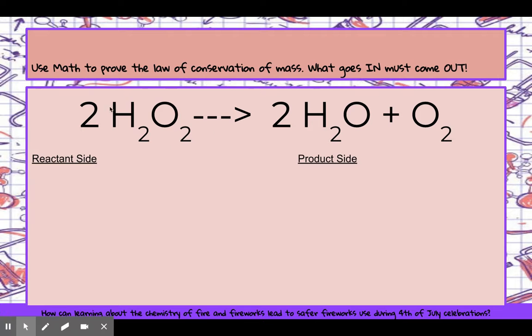This side of the equation is called the reactant side. This side of the equation is called the product side. So let's talk about how many molecules there are. On this side, how many molecules of H2O2 are there? There are, pause the video if you want, 2. You're correct. On this side of the equation, how many molecules of water, H2O, are there? Take a minute and guess. There are, you guessed it, 2.